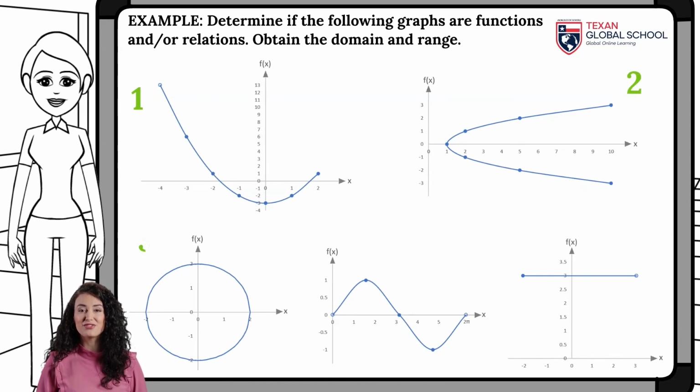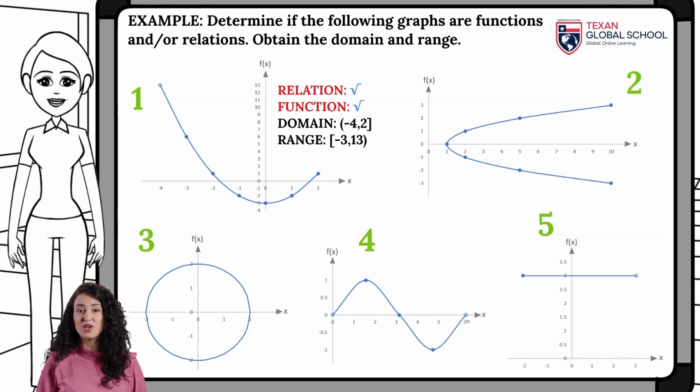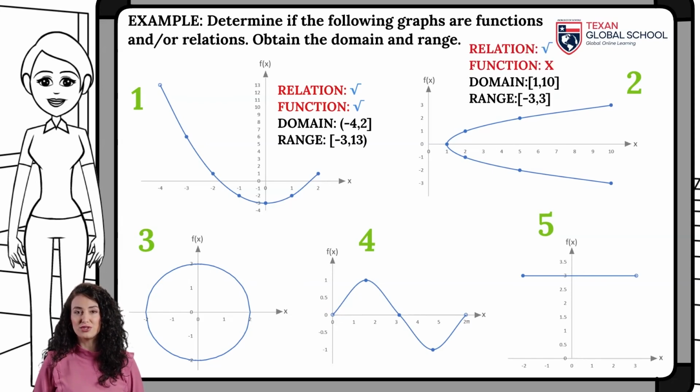In this last example, we will determine if the following graphs are functions and/or relations. We will obtain domain and range. All graphs are relations, since they are a subset of the Cartesian plane. Graph 1 is a function with a domain of -4 open to 2 closed, and range from -3 closed to 13 open. Graph 2 is not a function, because if we draw a parallel line to the y-axis, it touches more than one point.